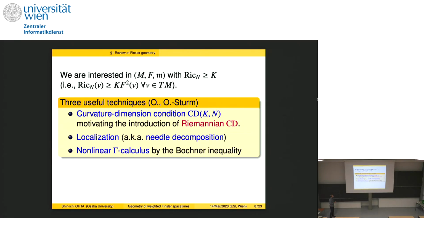And so we can extend the Riemannian machinery to this Finsler setting. So first of all, as I said, we can show the curvature dimension condition. Actually, CD(K,N) is equivalent to this curvature bound. And actually, this motivated the introduction of the Riemannian curvature dimension condition. I think this is, on the one hand, good news, since the curvature dimension condition is very powerful, and it is very nice to have this technique also in the Finsler case.